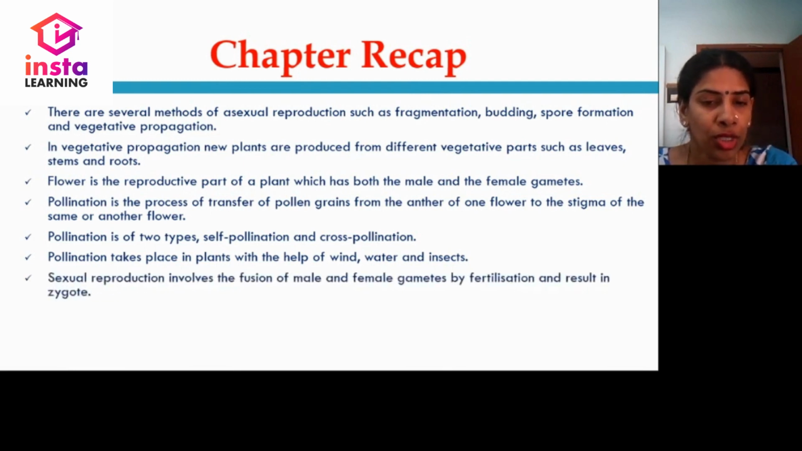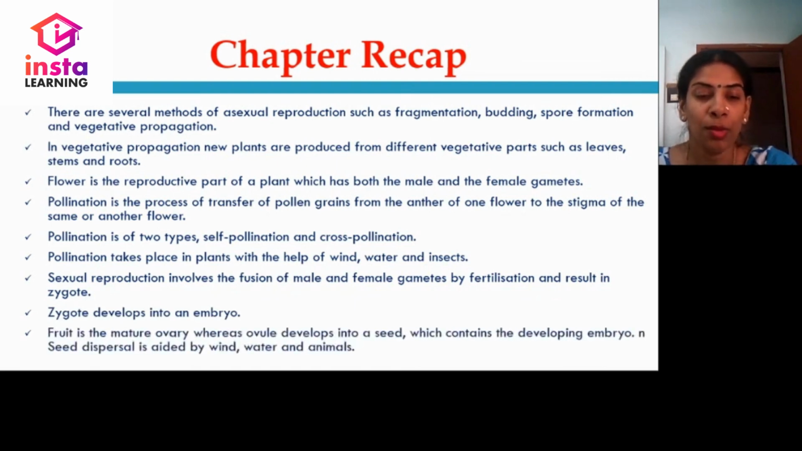Sexual reproduction involves the fusion of male and female gametes by fertilization, which results in the zygote. Zygote develops into an embryo. Fruit is a matured ovary, whereas ovule develops into a seed, which contains the developing embryo. Seed dispersal is aided by wind, water, and animals.